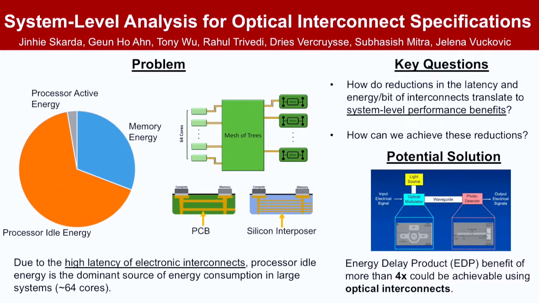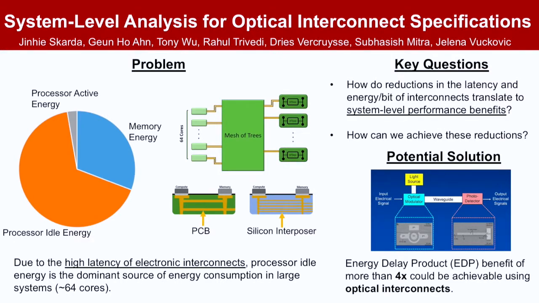And we're answering that by sweeping over energy per bit and latency values, and looking at what kind of energy delay product benefits we get over the system if they have the parameters for electrical interconnects. And we're interested in this because this tells us how good we have to make these interconnects before we get appreciable system level benefits.